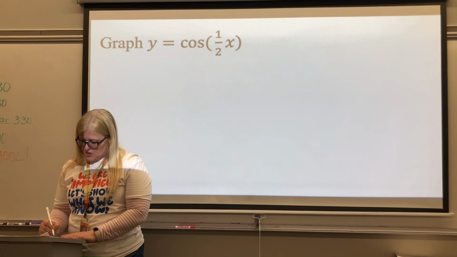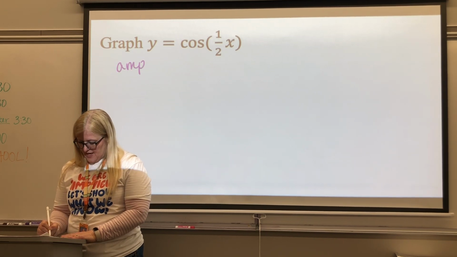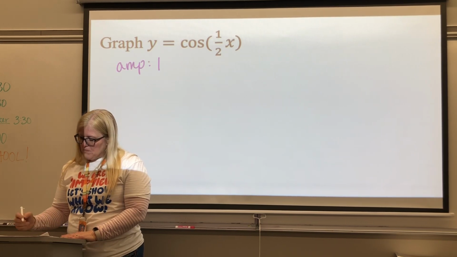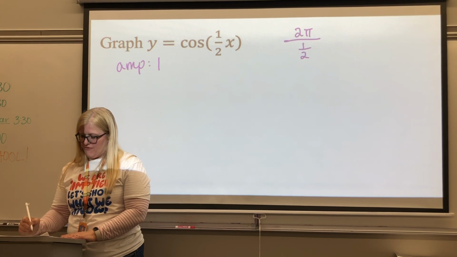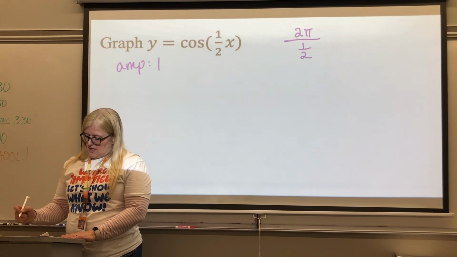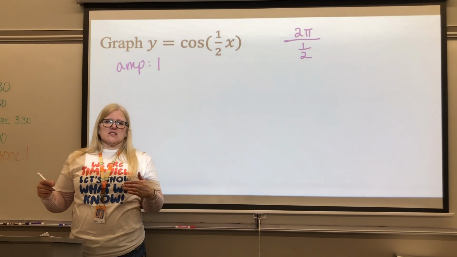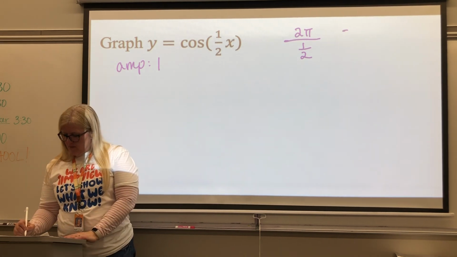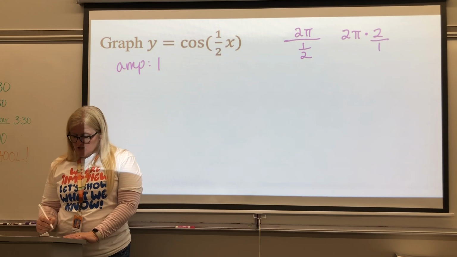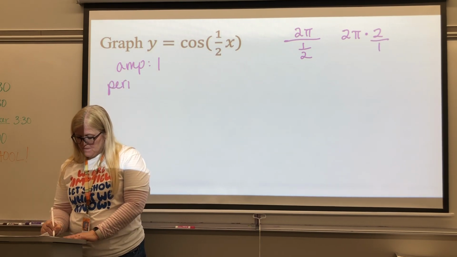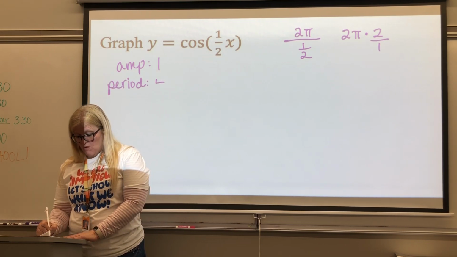All right, our amplitude is 1 again. But our period is 2 pi divided by 1/2. Okay, we're dividing by a fraction, so we need to flip. So we keep the top, change it to multiplication, and flip the other. So the period is 4 pi.